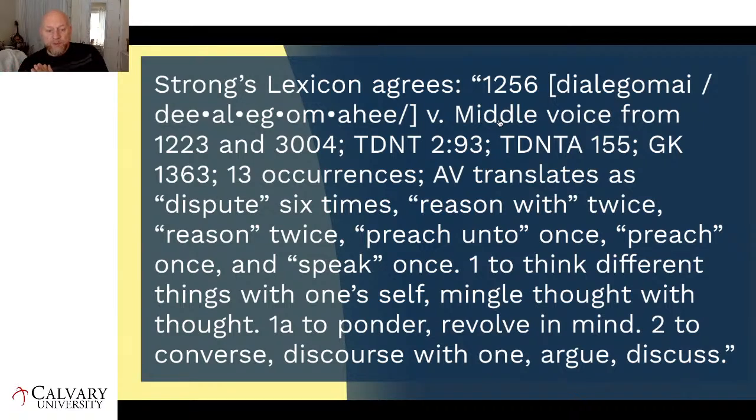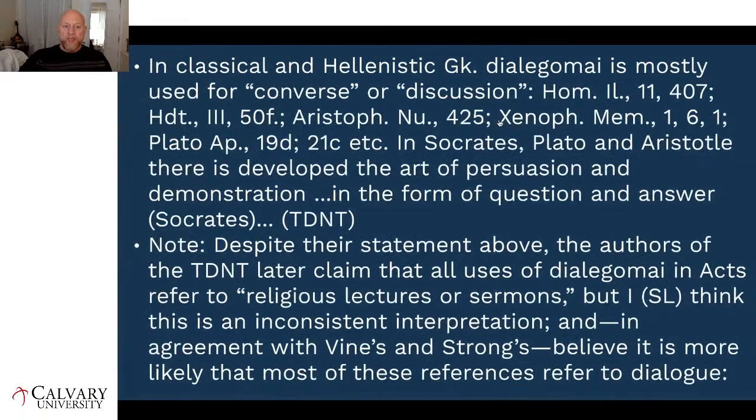And number two, here's what I want you to see: to converse, discourse with one, argue, discuss, okay? So this is how Strong's understands this term as well. In classical and Hellenistic Greek, dialegomai is mostly used for converse or discussion.